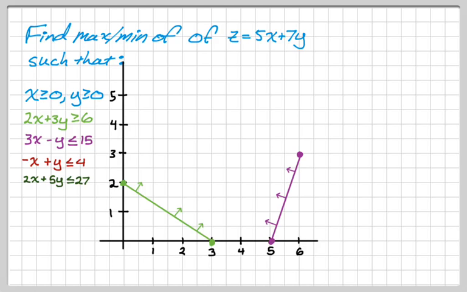Let's keep going. For the next line, if x is 0, y is 4, so plot that. If y is 0, x is negative 4, which again is not very convenient for me. But if x is equal to 1, y would be equal to 5. So I'm going to go with that and put a line between them. Test (0, 0): 0 is less than or equal to 4. Got it right that time. So I'm going to shade so that it includes that.